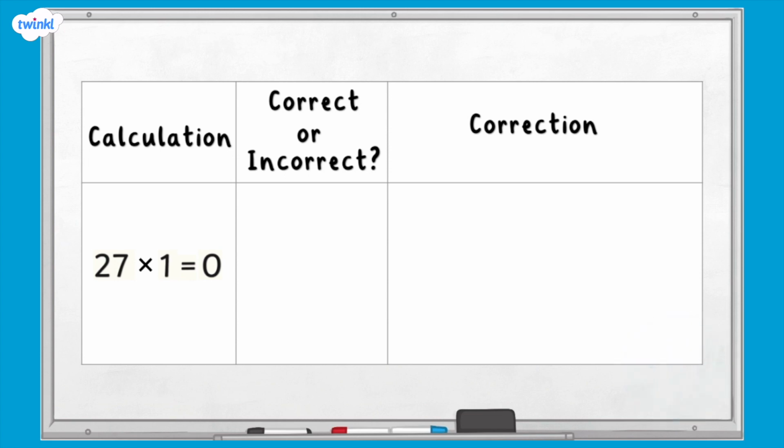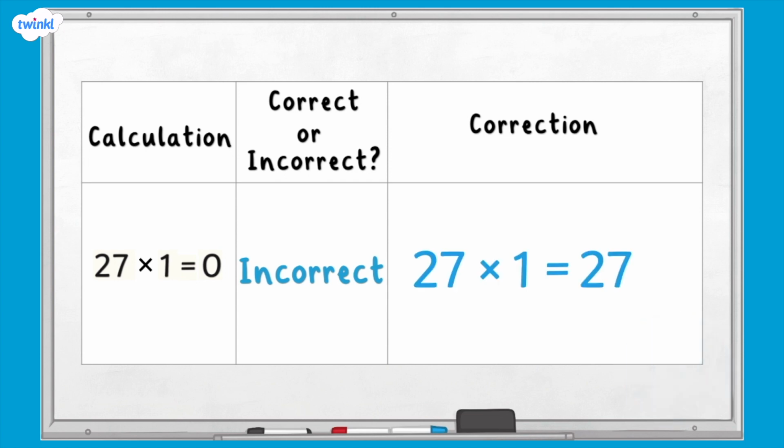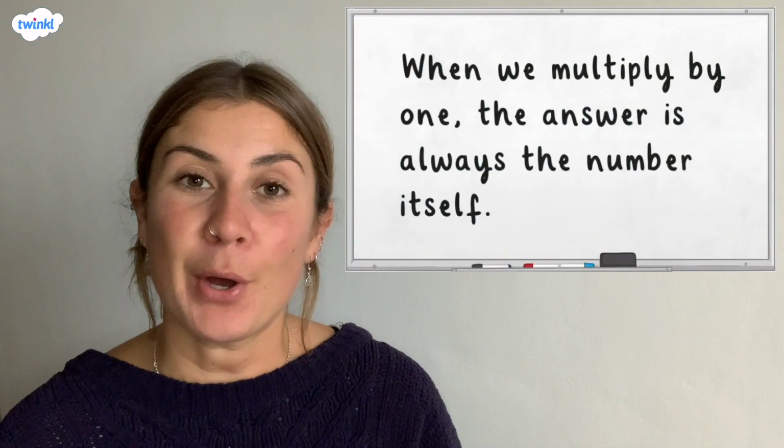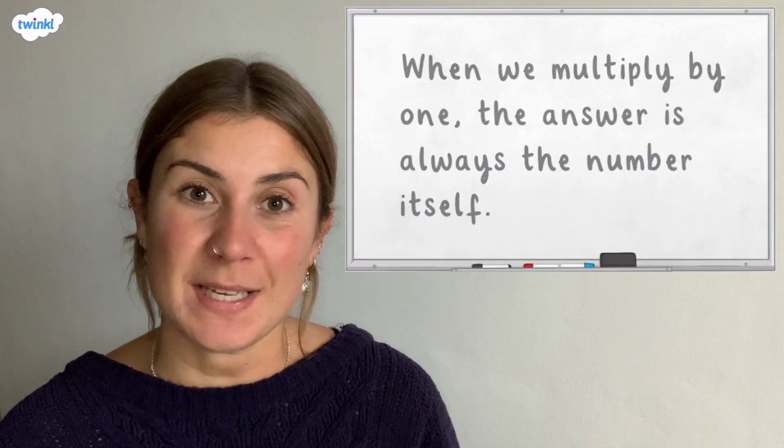Fantastic! You already know that when we multiply a number by 1, the answer should be the number itself. Therefore, 27 times 1 should be equal to 27. How would I write this calculation? I would write this as 27 times 1 equals 27. So remember, when you multiply a number by 1, the answer will always be equal to itself.